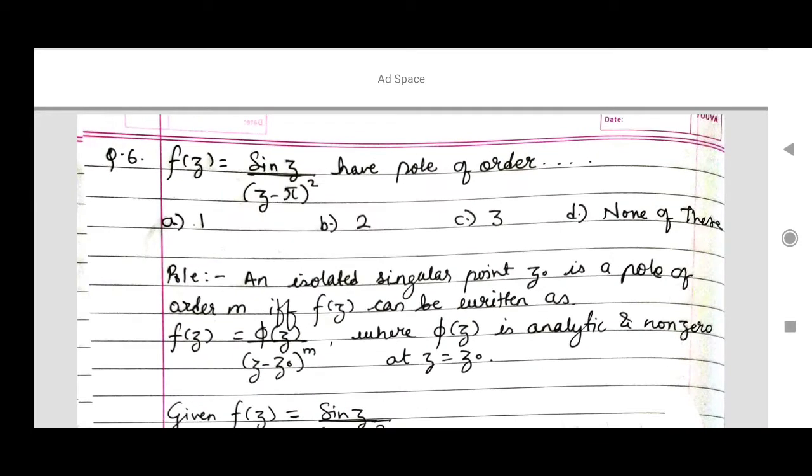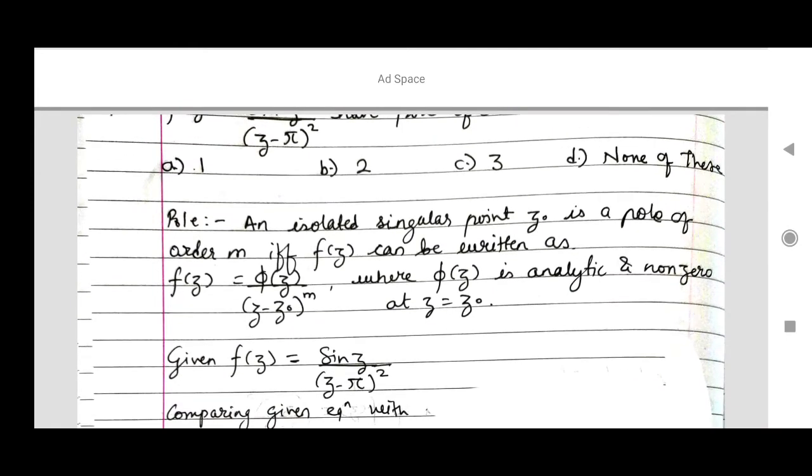So now let's move to question number 6. F of z is equal to sin z upon (z minus pi) square has a pole of order: option A 1, option B 2, option C 3 and option D none of these.